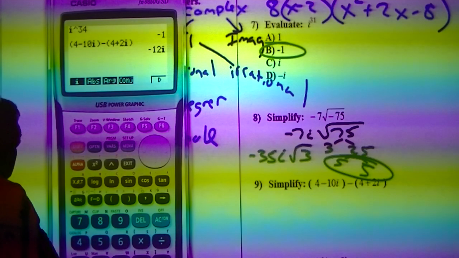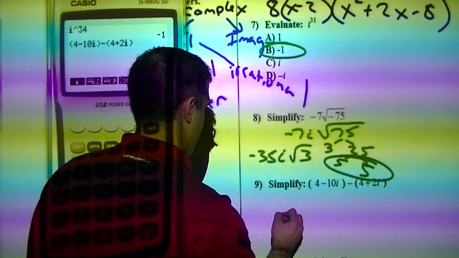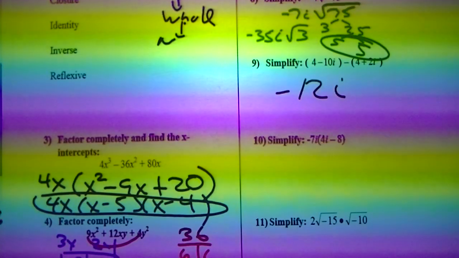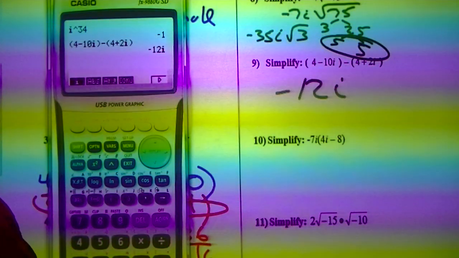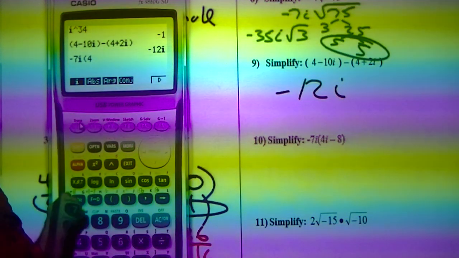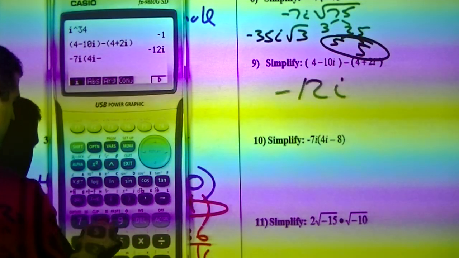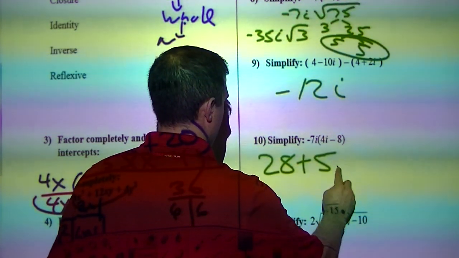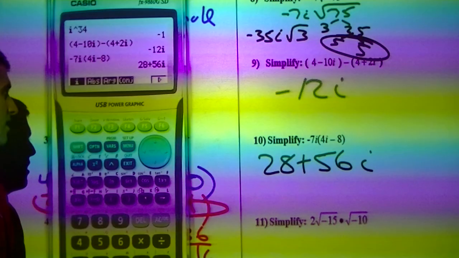And that gives me a result of negative 12i. Okay, moving down to number 10. Okay, I'm negative 7i, 4i, minus 8. 28 plus 56i. Now, how do we get there again? I went through that quick.